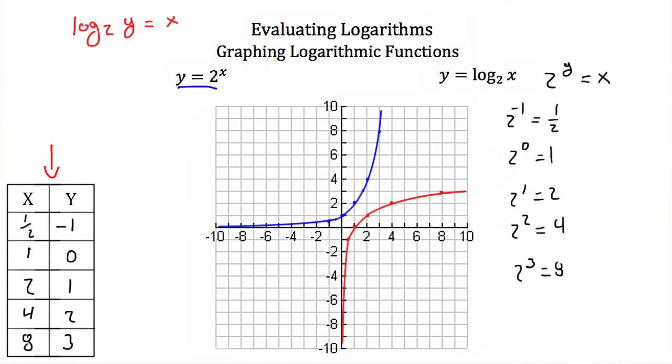And notice that these two graphs are reflected across the line y is equal to x. And notice before, when I rewrote y is equal to 2 to the x into logarithmic form, we had log base 2 of y is equal to x. Well, my other function here is y is equal to log base 2 of x. So these two functions here are inverses of one another.